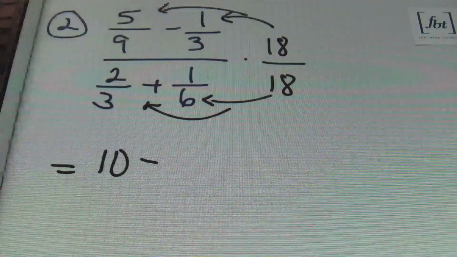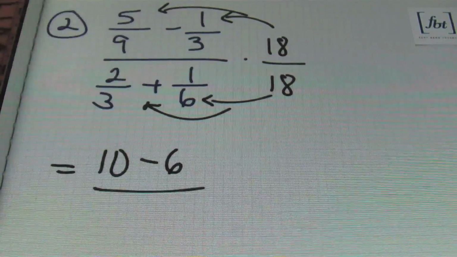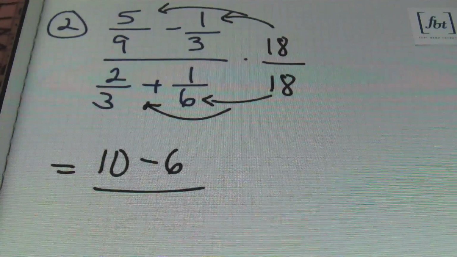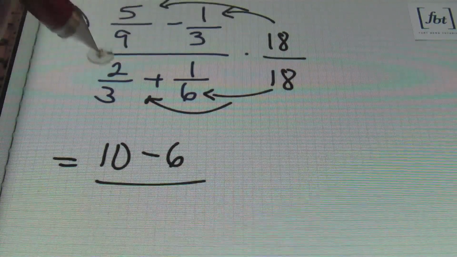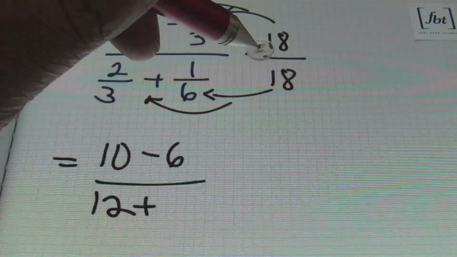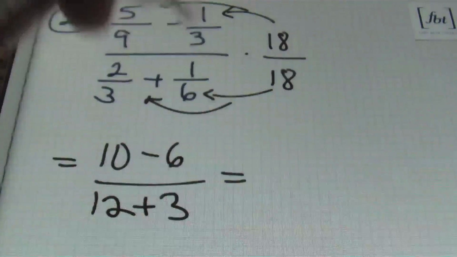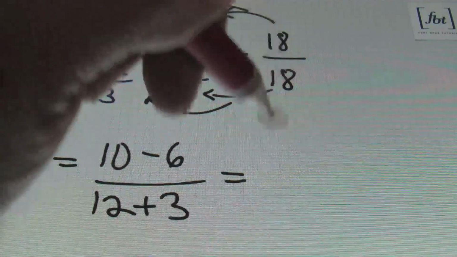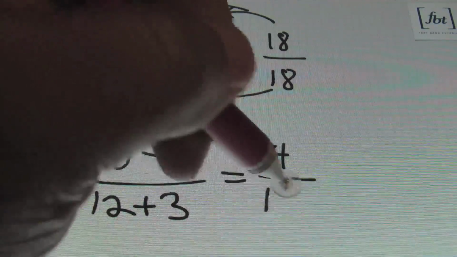Minus 3 goes into 18 6 times, and 6 times 1 is 6. All right, so that's my new numerator. In the denominator, I have 3 going into 18 6 times. 6 times 2 is 12, plus 6 goes into 18 3 times, and 3 times 1 gives me 3. From here, the 10 minus 6 is a value of 4, and 12 plus 3 gives me 15.